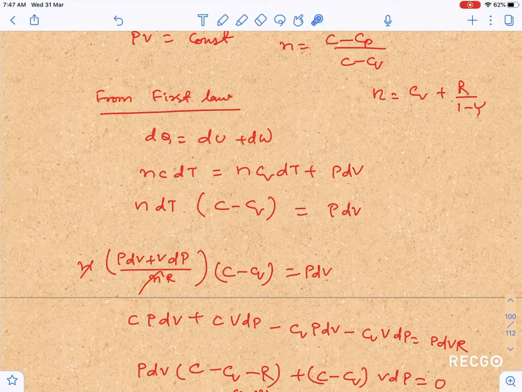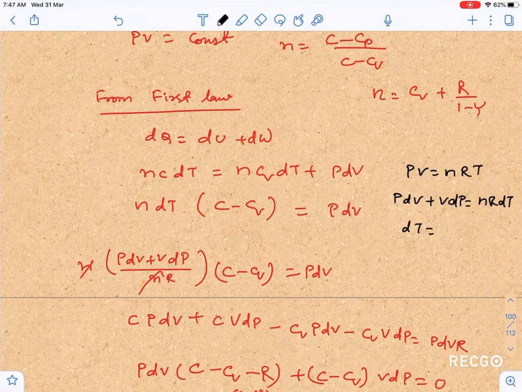Now guys, see what I have done here. This dT I have written. How I have written this dT, first you see here and you will understand. You know that PV is equal to nRT. This is the ideal gas equation, guys. So on taking differentiation on both sides, pdV plus Vdp is equal to nR dT. So from here dT can be written as pdV plus Vdp upon nR.